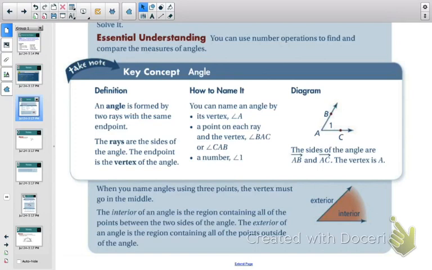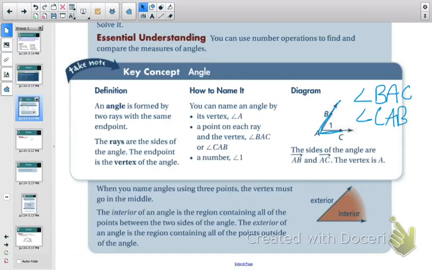Okay, you can name an angle in a couple different ways. You can name it by its vertex. If that vertex A only has one angle attached to it, then you can say this is angle A. You can pick a point on each ray and the vertex. So for example, you can say this is the angle sign, which also kind of looks like a less than sign, but you can say it's angle BAC, because you're starting at B, going to A, going to C. Or you could reverse that and start at C, go to A, then go to B. So you could say CAB. But your vertex has to be in the middle.